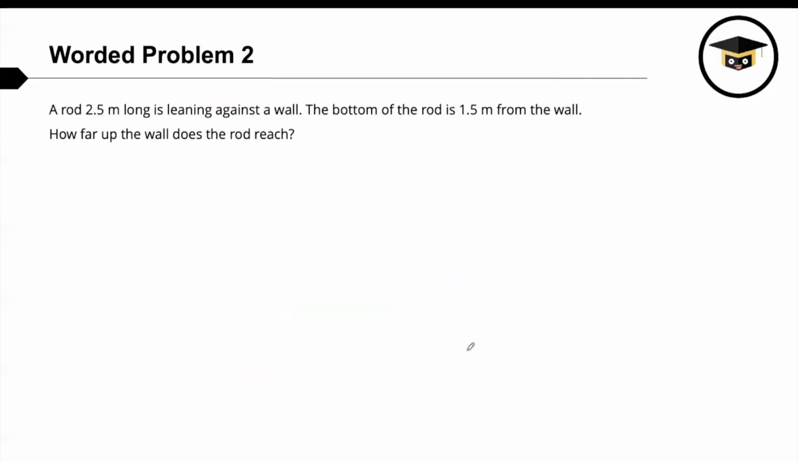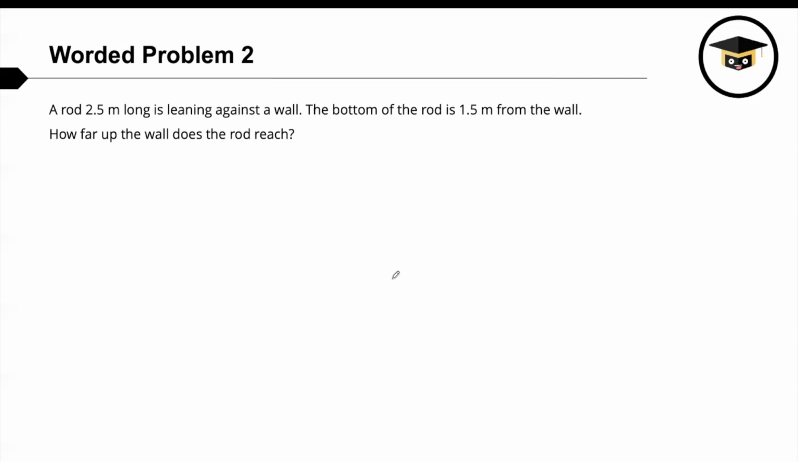Now we move on to a second worded problem. So have a go at this and try constructing a diagram that reflects what the question is saying, and then unpause the video so that we can go through it. A rod 2.5 meters long is leaning against a wall. The bottom of the rod is 1.5 meters from the wall. How far up the wall does the rod reach?